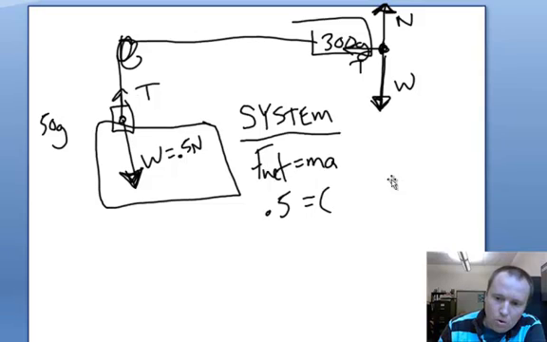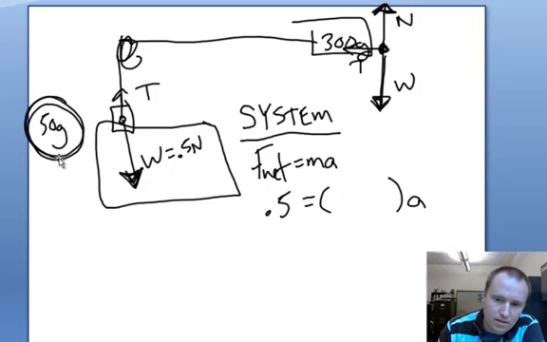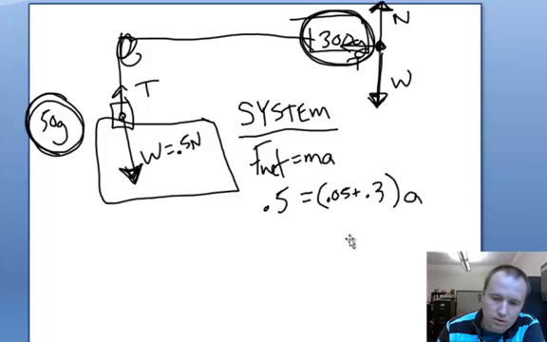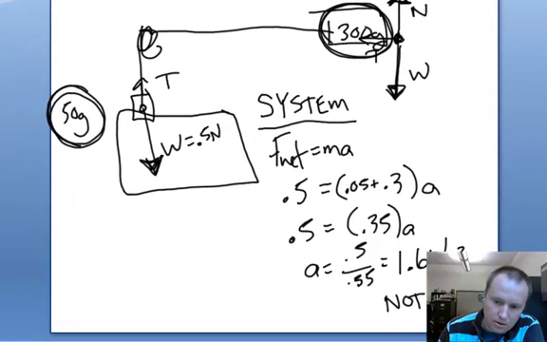Now here's the catch. What is the mass that's being accelerated? Is just the 50 grams being accelerated? Or is just the 300 grams being accelerated? Instead, both of them are being accelerated together, and so it's the total mass. So I've got 0.35 a, solve that out, so I get 0.5 divided by 0.35, which is going to be about, I'm making up numbers, I'm hoping these are close, 1.62 meters per second squared. Notice this is not 10 meters per second squared.